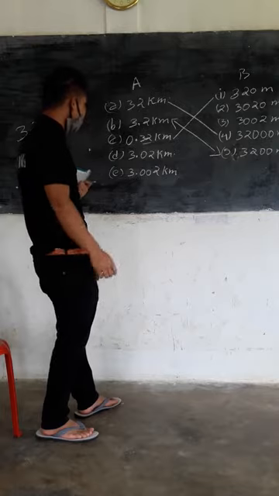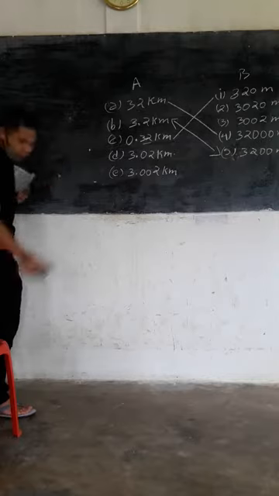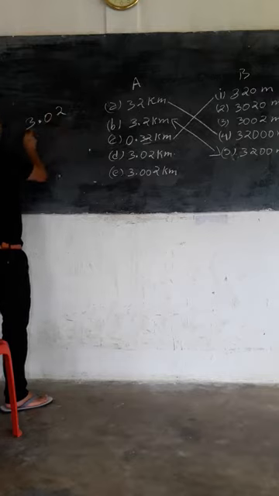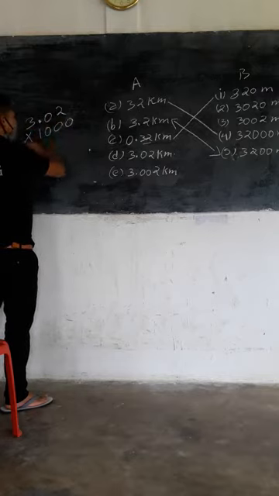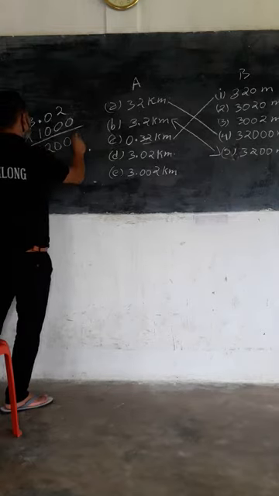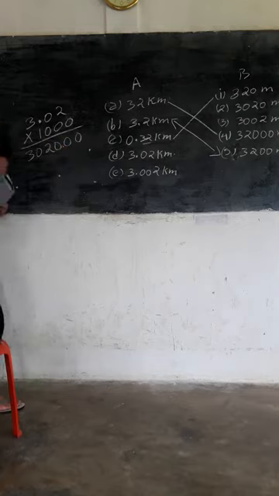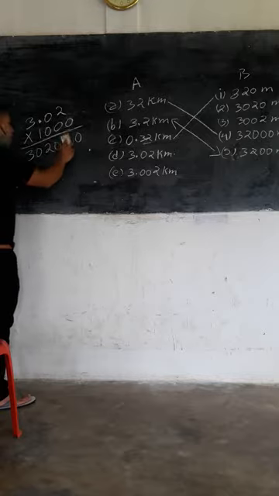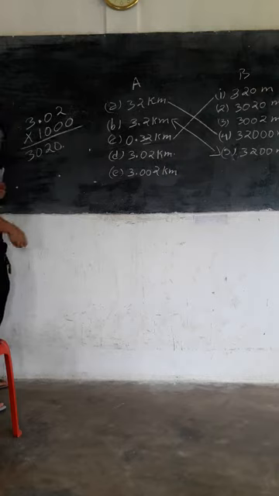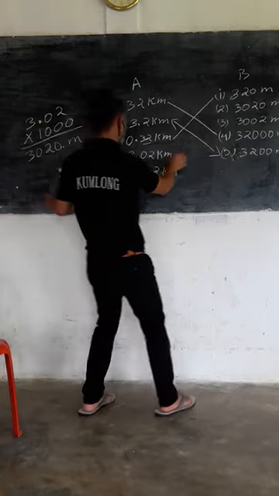Next up, 3.02. 3.02 multiplied by 1000. The answer will be 302000. After two places, the point. After the point, 0 has no value. We will eliminate this 20. So the answer is 3020 meter. So the answer for this one is 3020.